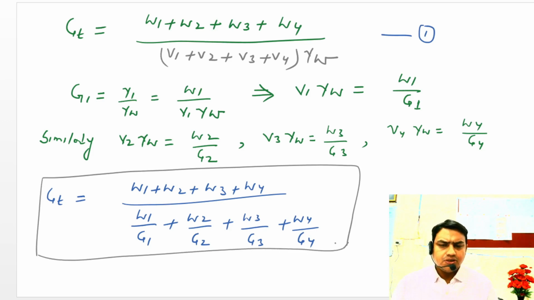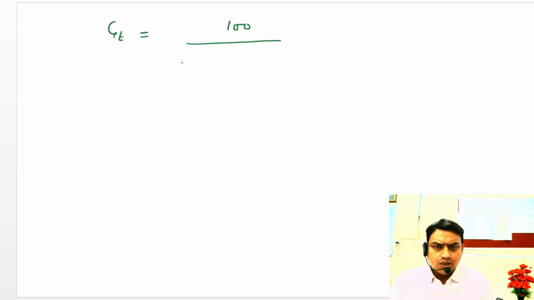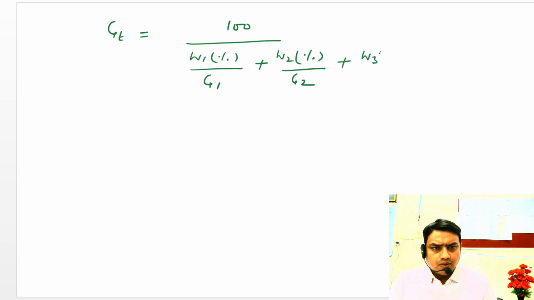It can also be written in percentage. So theoretical specific gravity can also be written as GT is equal to 100 divided by W1 in percentage divided by G1 plus W2 in percentage divided by G2 plus W3 in percentage divided by G3 plus W4 in percentage divided by G4.